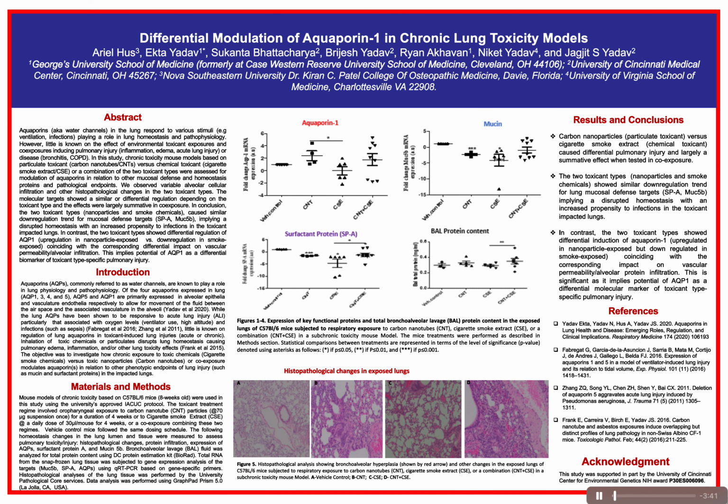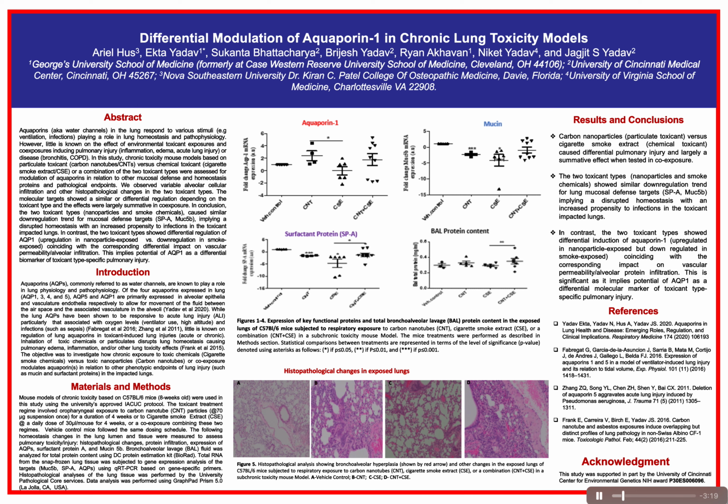Today we will be discussing our research on the differential modulation of aquaporin 1, referred to as AQP1, in chronic lung toxicity models through the exposure of various toxicants on mice. This study was done in collaboration with teams from Georgia University School of Medicine, University of Cincinnati Medical Center, Nova Southeastern University College of Osteopathic Medicine, and the University of Virginia School of Medicine.